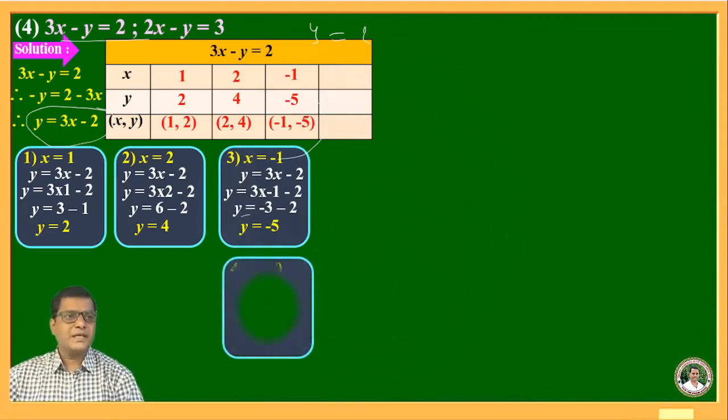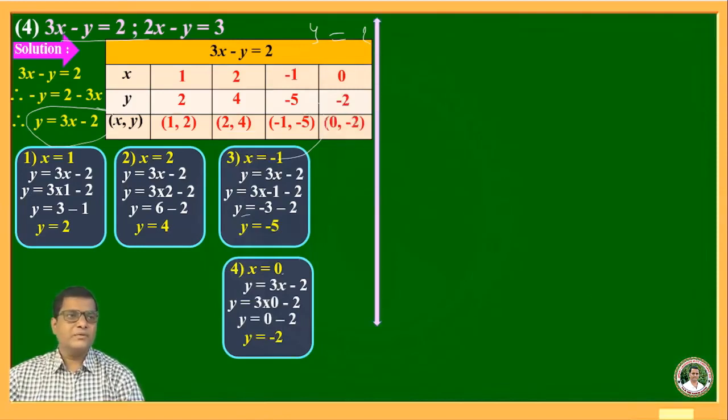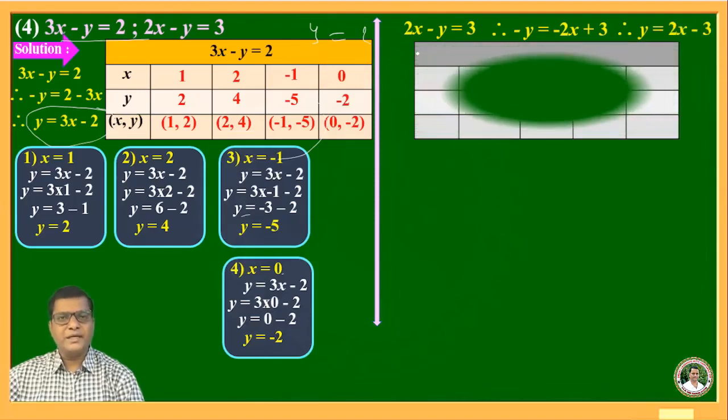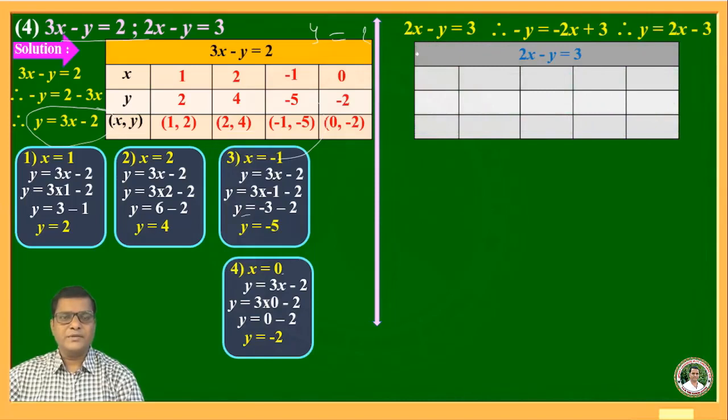At last, take x is equal to 0. Every time, first write the given value in the table, then substitute in the given equation. After simplification, we will get the value of y. Write that value in the table. We will get the coordinates of the point. In the same way, we will complete the second table also. First, convert this equation in the form of y is equal to something, and then prepare the table for simplification.